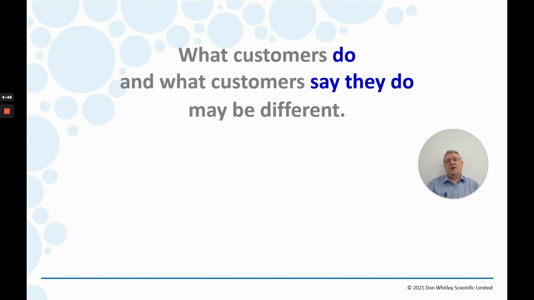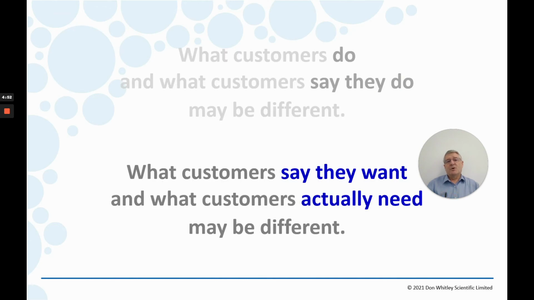We also find what customers do and what customers say they do may be different. Equally, what customers say they want and what customers actually need may be different. And so our job is to understand all of the subtleties of this and navigate with our customers through the process so that they end up with exactly what they would like and what they actually need.